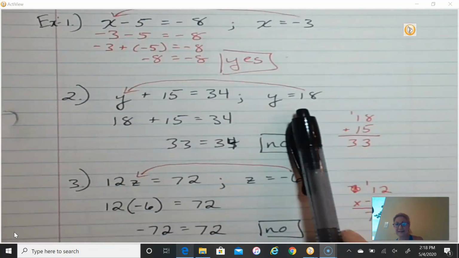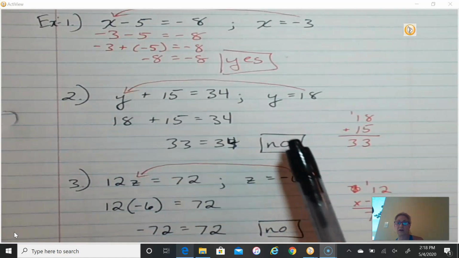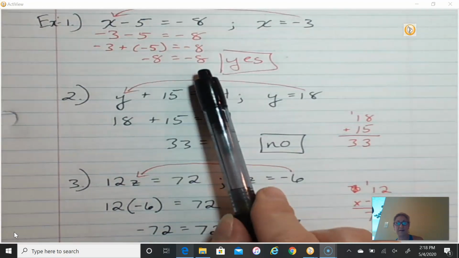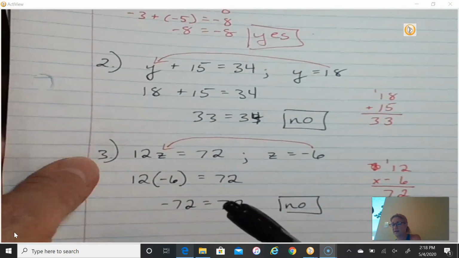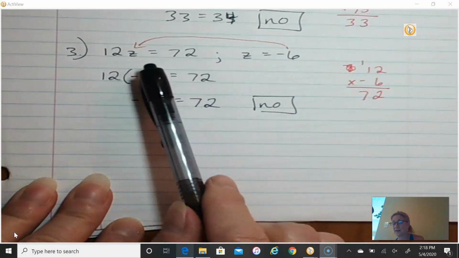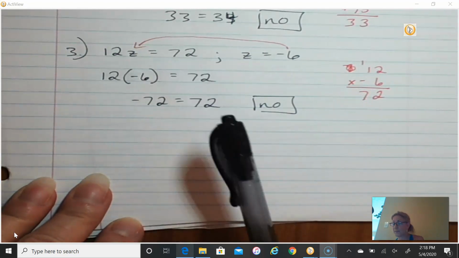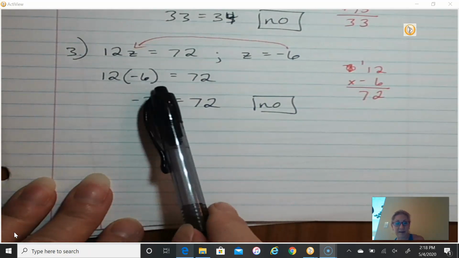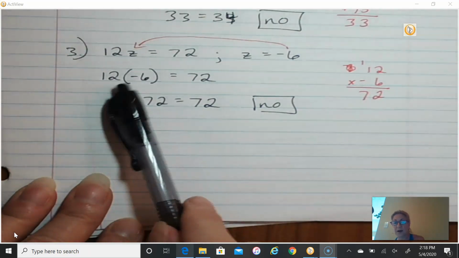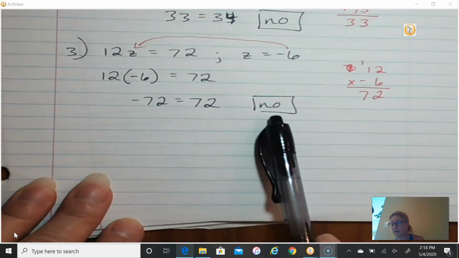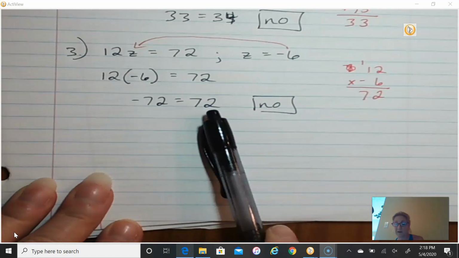Yes. Is 18 a solution to this equation? No, we worked it out. 33 does not equal 34. -8 does equal -8. And then this number 3, is -6 a solution to this equation? No, because positive 12 times 6 is 72, but a positive times a negative is negative. So -72 does not equal positive 72.